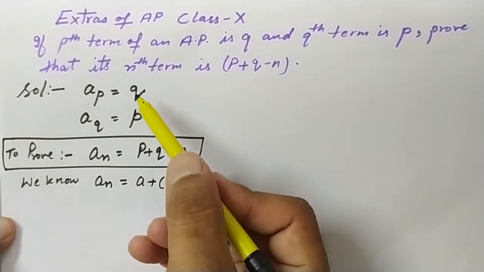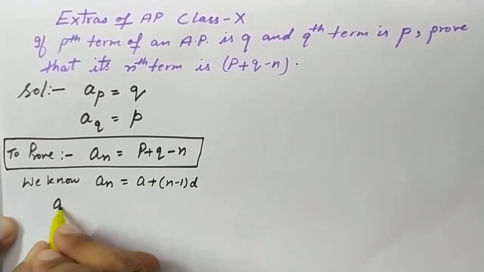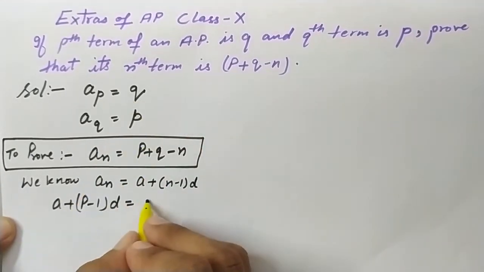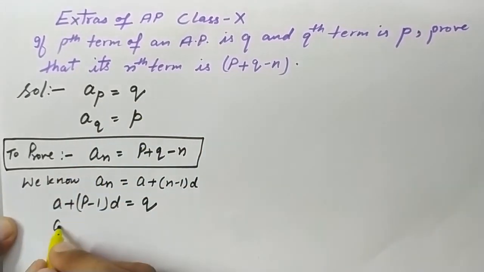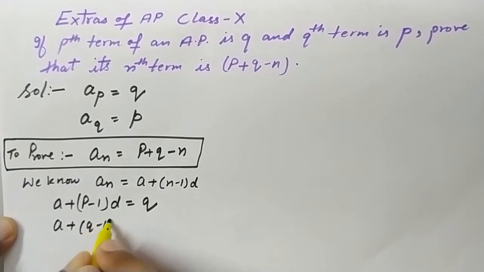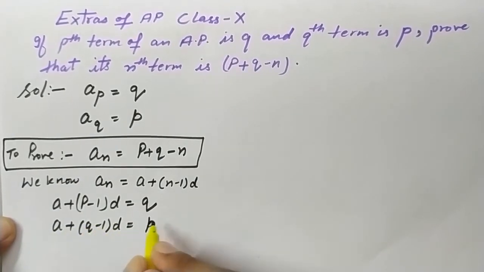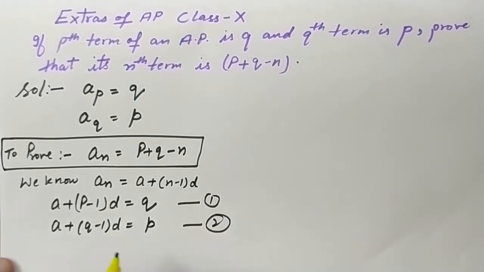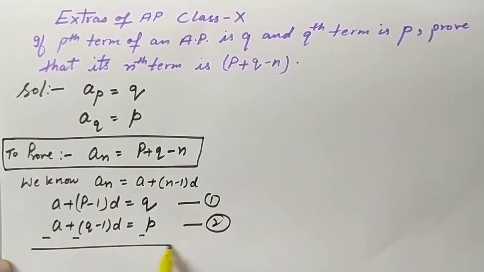So AP means A plus P minus 1 D is equal to Q, and AQ means A plus Q minus 1 into D is P. So suppose this is equation 1, equation 2. So now we'll subtract equation 2 from equation 1. So there's minus sign, so signs will be changed.